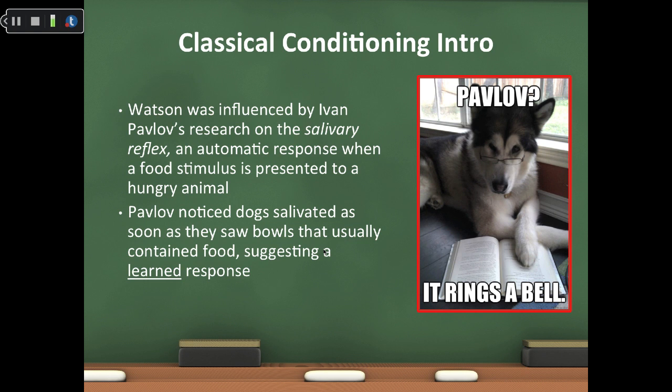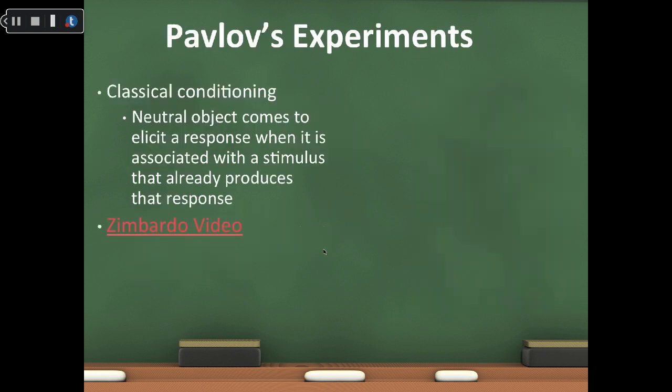And so Pavlov noticed that the dogs he was studying were salivating as soon as they saw the bowls that contained food, and even as soon as they saw the people who usually fed them. So this was suggesting that it wasn't just about the food, but about the cues that meant food was coming. So he wanted to study this a little bit more.